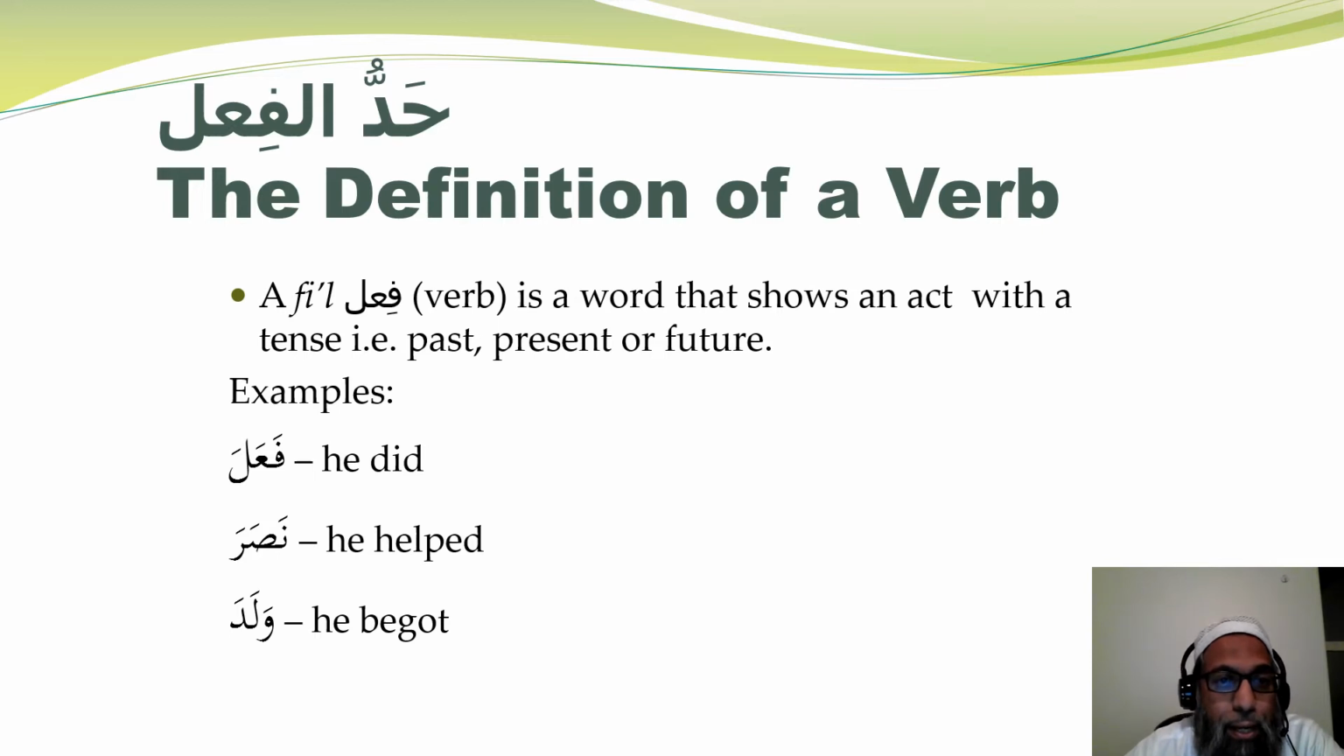Okay, we have a verb. That's the second part of speech. A verb, what is a verb? A fi'al or verb is a word that shows an act with a tense. Past, present, or future. For example, fa'ala, we should know this by now because we've covered it. Nasara, he helped. Walada, he begot.